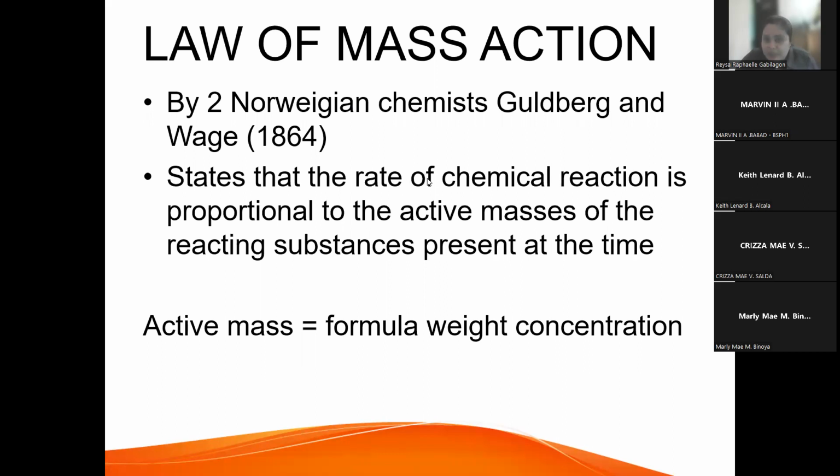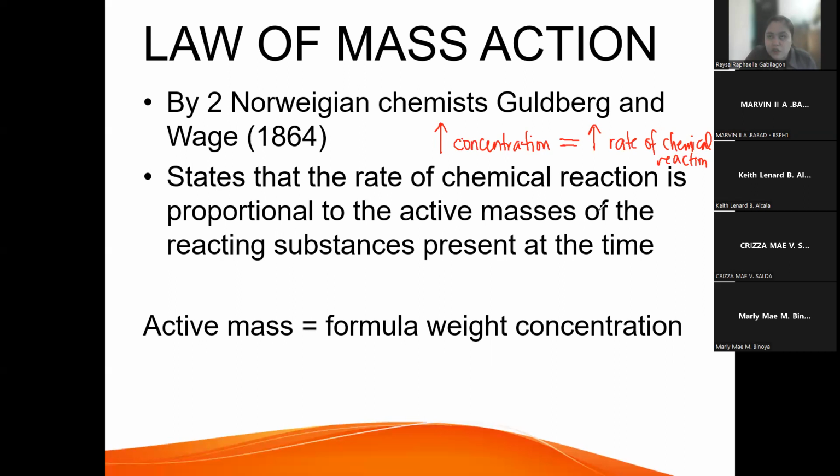It states that the rate of chemical reaction is proportional to the active masses of the reacting substances present at the time. Ano ibig sabihin yan? Sabi niya, it's actually talking about the concentration. Kapag ganito, meron ka daw maraming particles, active masses, or mataas yung concentration mo. Yan yung ibig sabihin ng law of mass action. It is directly proportional, meaning tataas din daw yung rate of chemical reaction. Yan lang yung ibig sabihin ng law of mass action.